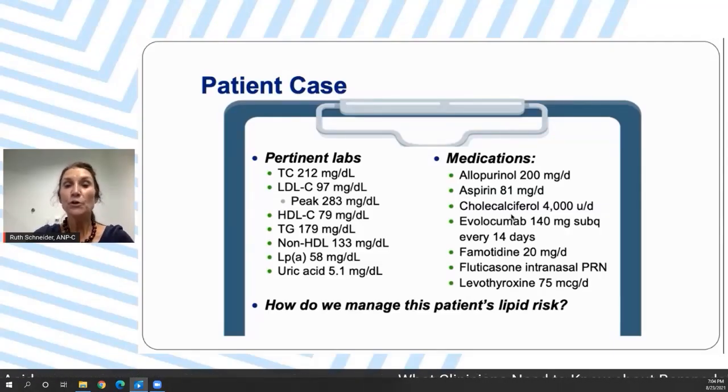5.1. Her current medications include allopurinol, 200 milligrams a day, aspirin, 81 milligrams a day, cholecalciferol, 4,000 units a day, evolocumab, 140 milligrams sub-Q every 14 days, famotidine, 20 milligrams a day, fluticasone nasal spray as needed, and levothyroxine, 75 micrograms a day. Question: how do we manage this patient's lipid risk?